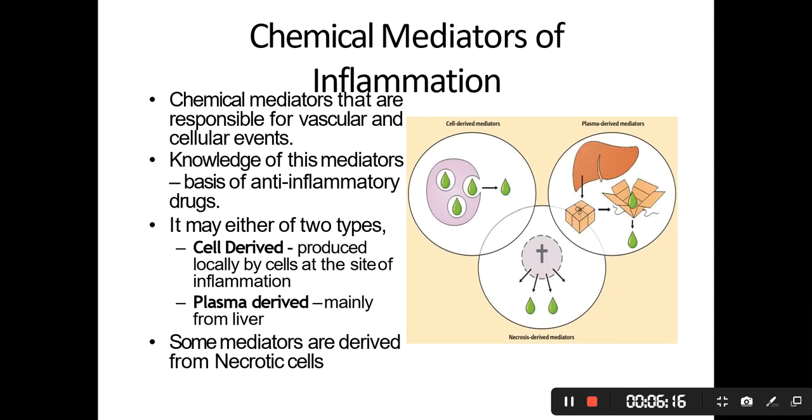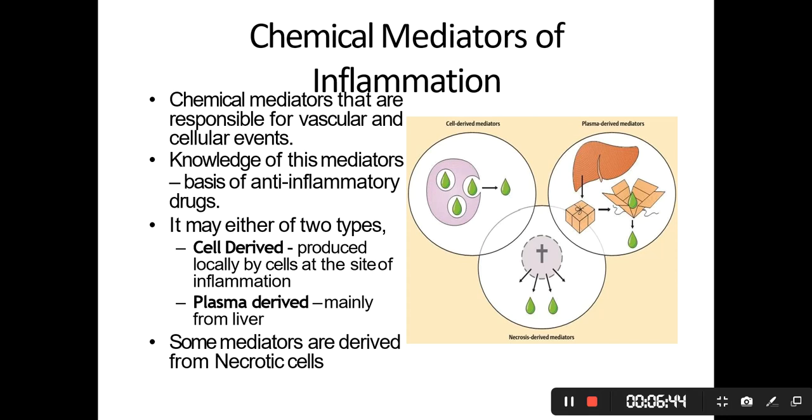Now there are some chemicals which help in the process of inflammation. They are called the chemical mediators of inflammation, and this is just for the knowledge. They help mediate the process, so that one after the other, all the steps start happening in the body. That thing is mediated by these chemicals.